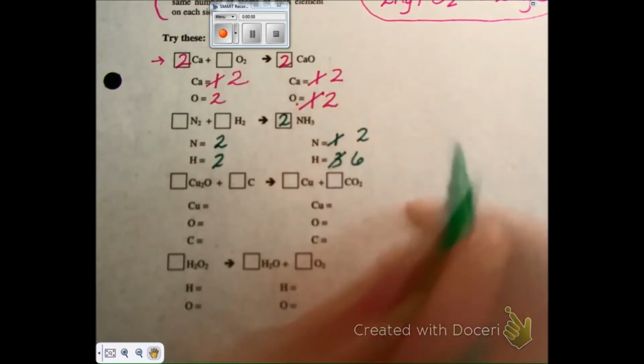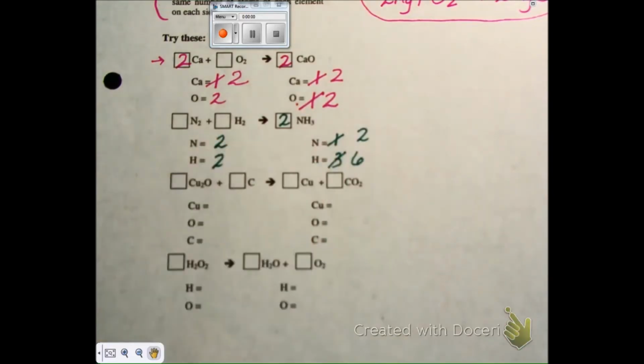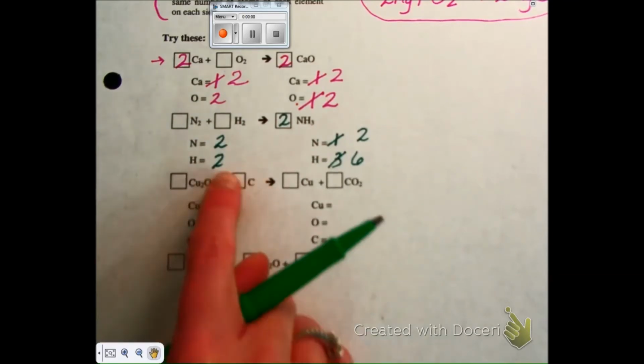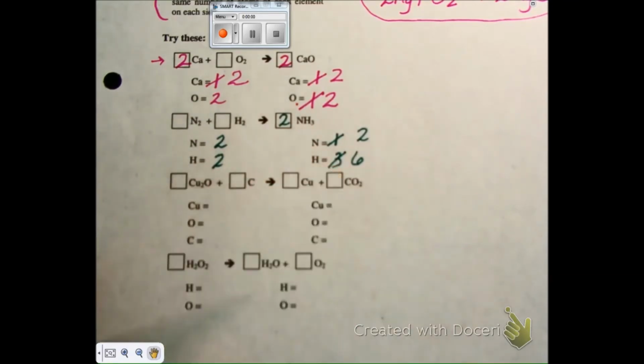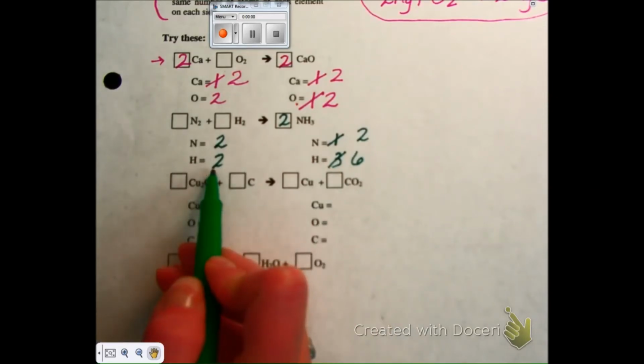All right. So I managed to balance my nitrogen that way. However, my hydrogens still do not match. How can I now balance my equation so that I have the same number of hydrogen atoms on both sides? Justin. You have to put a coefficient of 3 on the reactant side in front of hydrogen. Okay, he says to put a coefficient of 3 on the reactant side in front of hydrogen. How many of you did that? Okay, a couple of you. Let's see if that works.